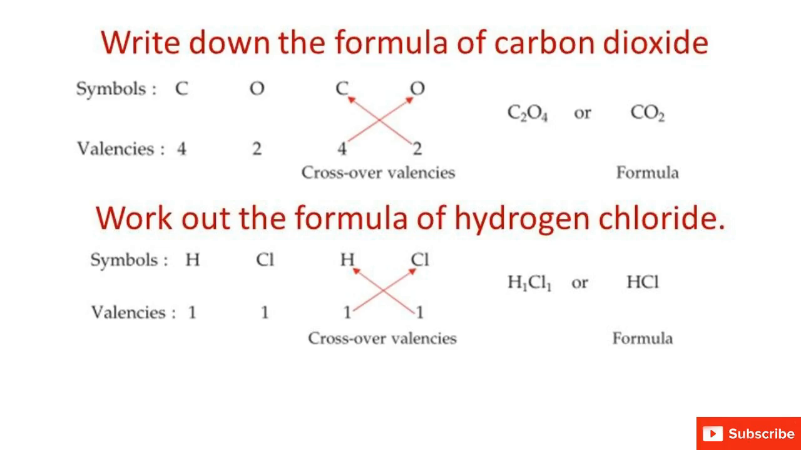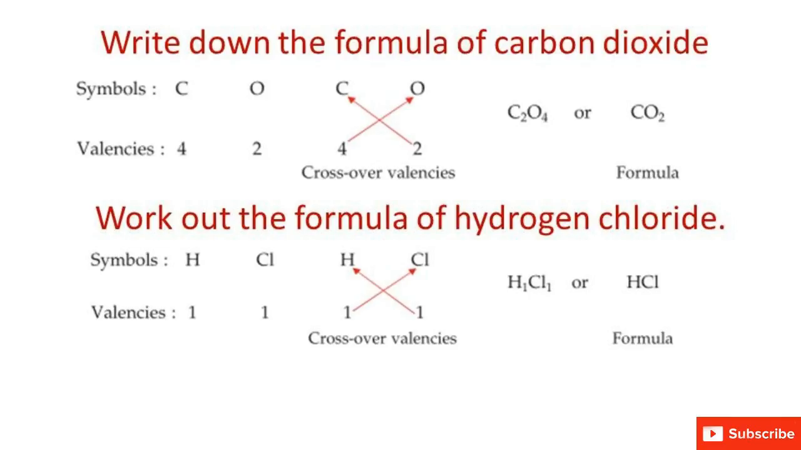Second example, write down the formula of carbon dioxide. So the symbol of carbon is C, and what is the symbol of oxygen? That is O. So below carbon we will write the valency of carbon, that is 4, and below oxygen we will write the valency of oxygen, that is 2. Now we will cross over the valency. So the formula becomes C2O4. So in the simplest ratio, we will get the formula, that is CO2.